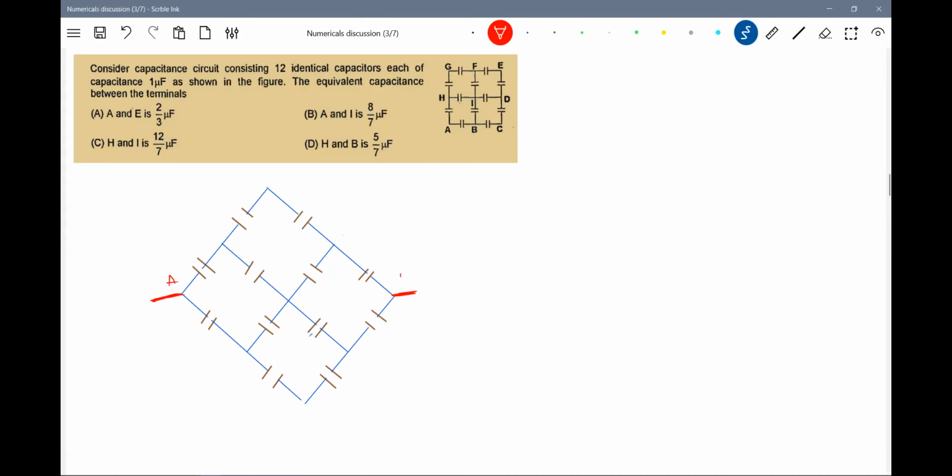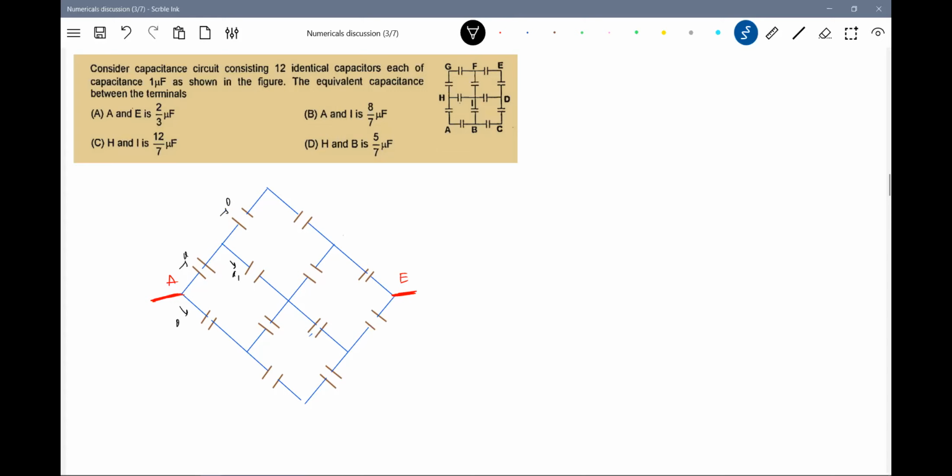The points A and D, other points, all are having the same capacitance. And then how to manage this? So the charge distribution, if you go for the same charge, plus Q charge will come. So here it will branch out.